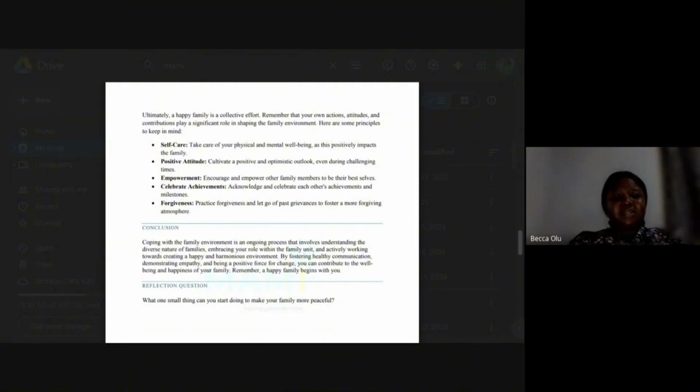Forgiveness, very important, because this is not going to be an easy walk. Your family members will piss you off. In fact, the people that are closest to you annoy you the most, okay? So practice forgiveness and let go of past grievances to foster a more forgiving atmosphere. All right. Forgive, forgive, forgive.